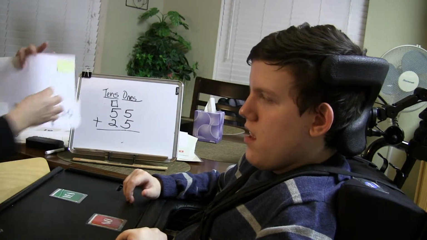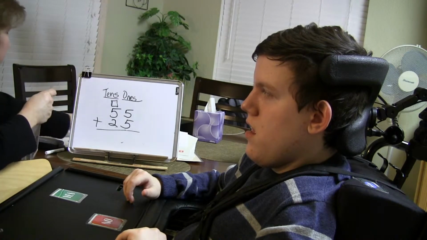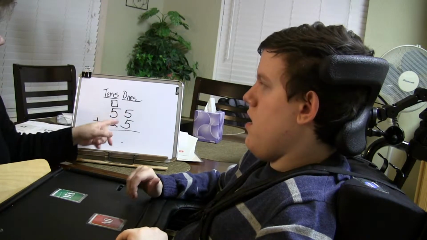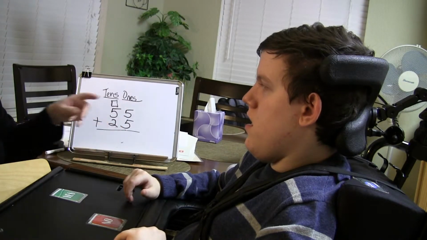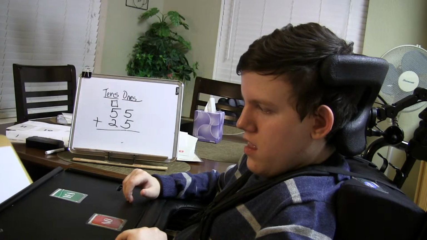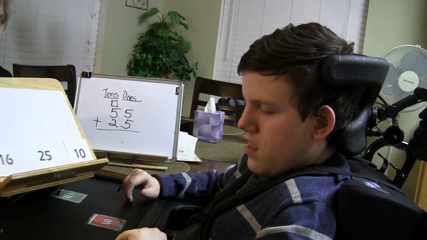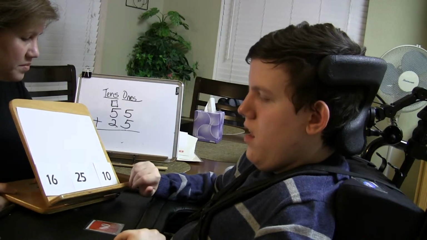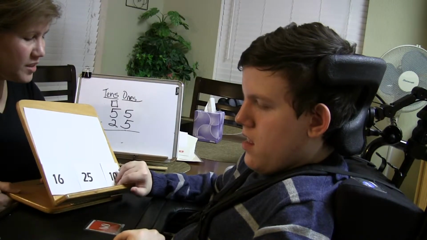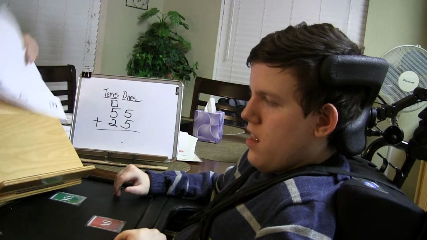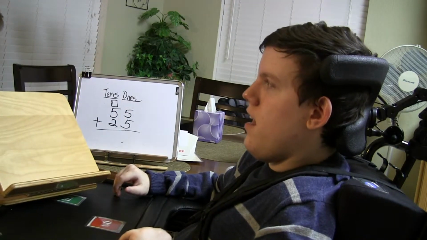Here we go. First thing we're going to do is do what, Daniel? You go here and you add the ones together. I want you to tell me how much is the ones part. 10. Very good. 5 plus 5 is 10. All right? So here's the 10.